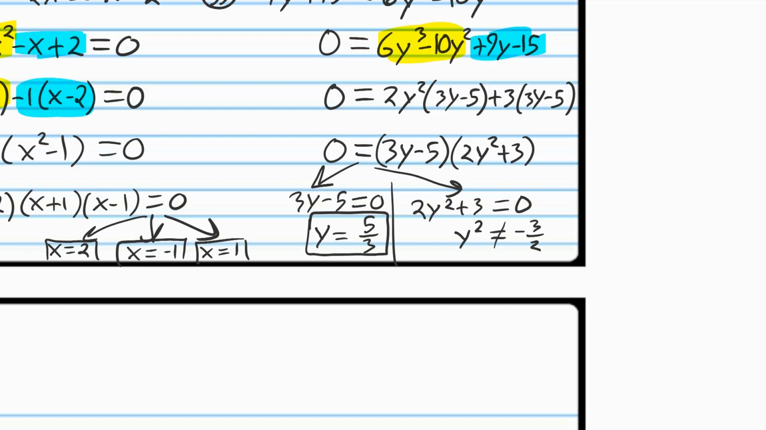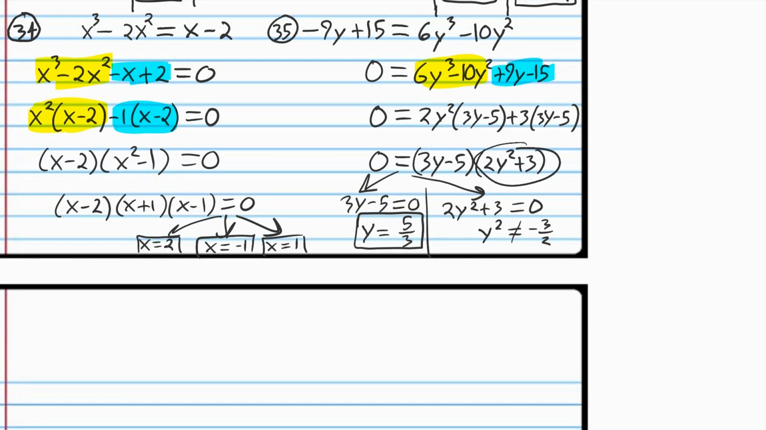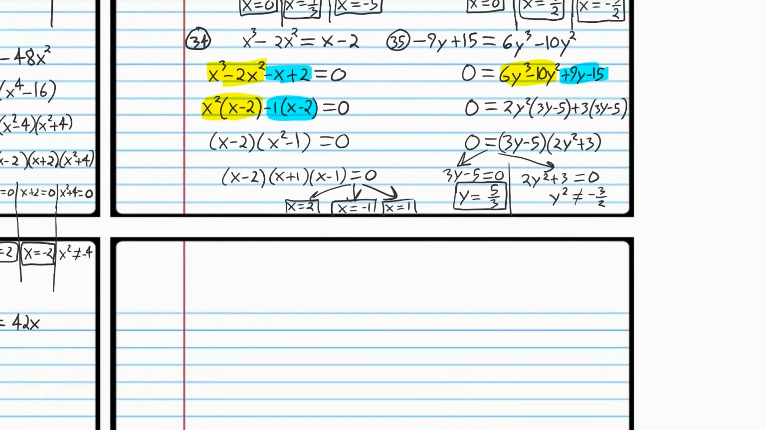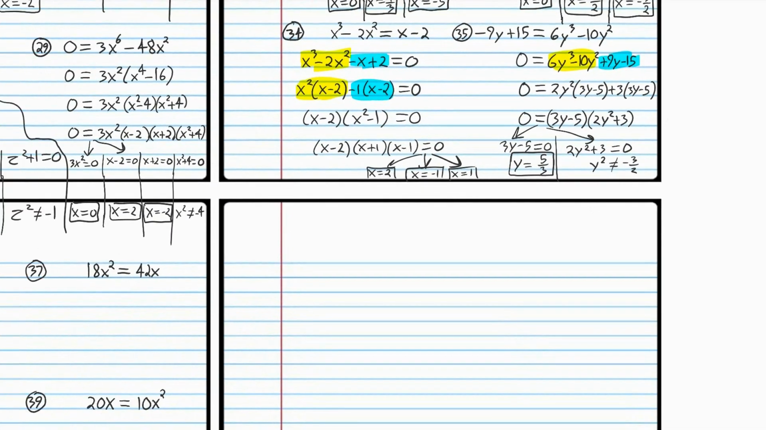So this does not lead to a solution because it's the sum of two squares. Not two perfect squares, but the sum of two squares. So if you got that answer, good job.